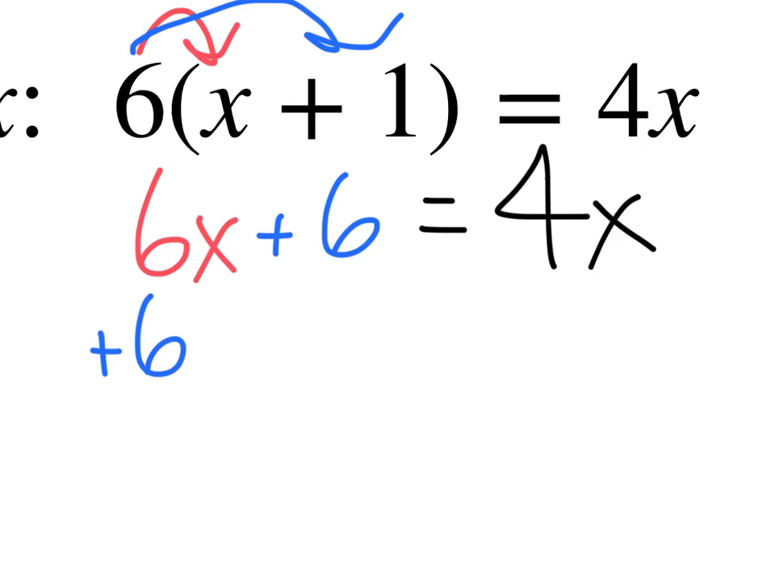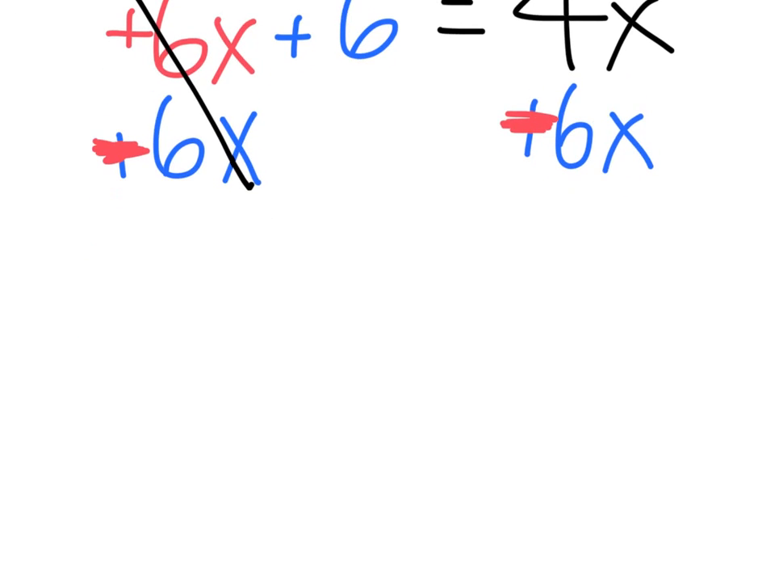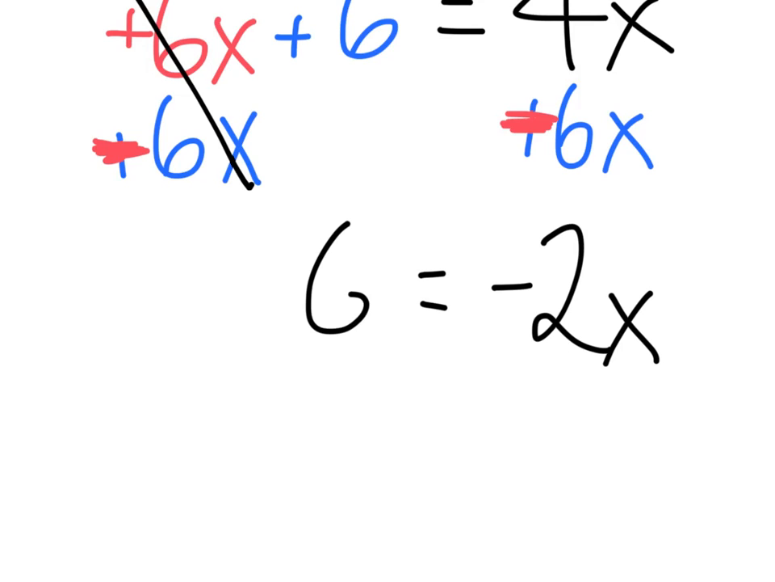So 6x plus 6x, you know what, I messed up. This should be minus. You know, I make mistakes all the time too. So this is a positive, and so we're going to need to do the inverse operation. We're going to be subtracting, and so the 6x's cancel out. And here I see 4x minus 6x, and that's going to give us what? It's going to give us negative 2x. And so negative 2x is now equal to 6.